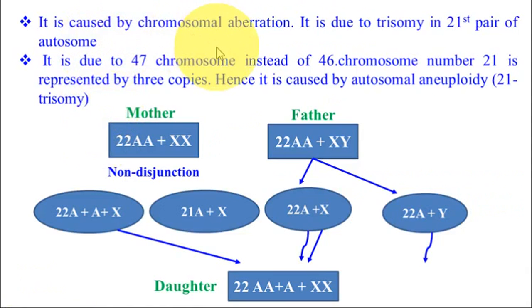It is caused by chromosomal aberration. It is due to trisomy in the 21st pair of autosomes. It is due to 47 instead of 46 chromosomes. Chromosome 21 is represented by 3 copies, and it is caused by autosomal aneuploidy. Mother 22AA plus XX, father 22AA plus XY. Non-disjunction gives 22A plus A plus X and 22A plus X gametes. You are getting a daughter 22AA plus A plus XX.